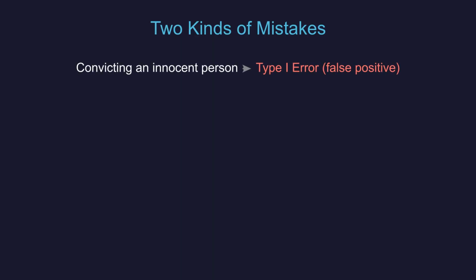The first is like convicting an innocent person. We reject H0 when it's actually true. This is a Type 1 error, also called a false positive.